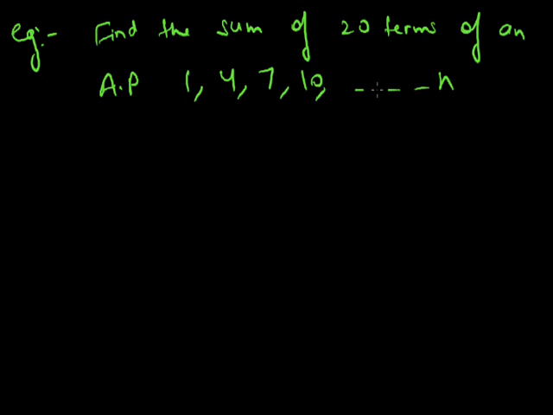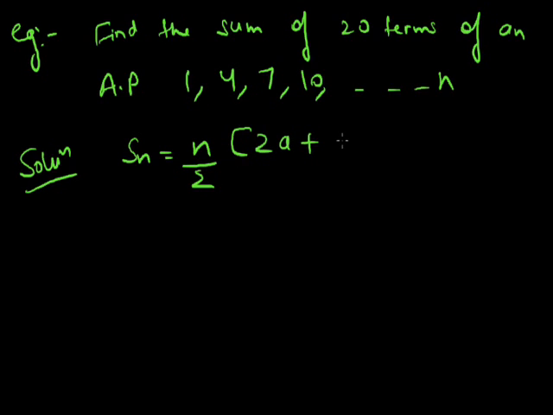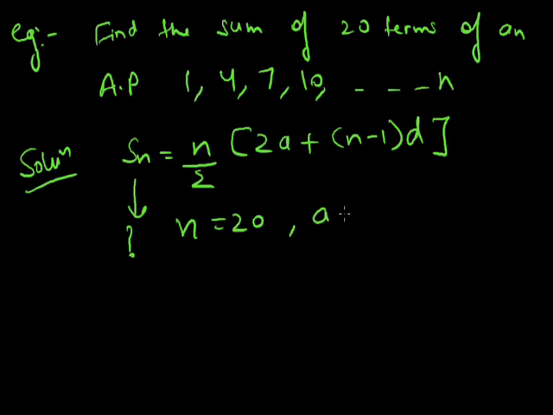As we don't know the last term of an AP, for finding out the sum we'll use the normal formula, which is Sn is equal to n by 2 into 2a plus n minus 1 into d. So we have to find out the value of Sn. The value of n is 20 as it is given. The value of a is the first term, so a will become 1, and d is the common difference.